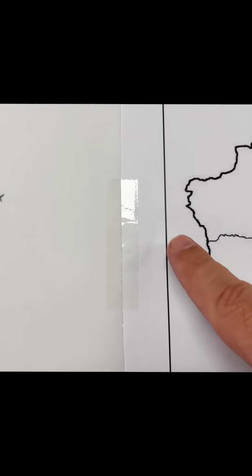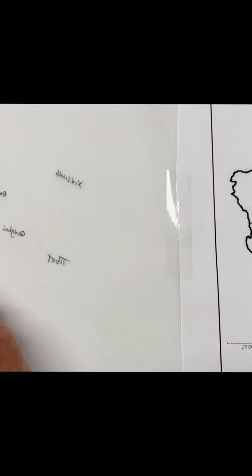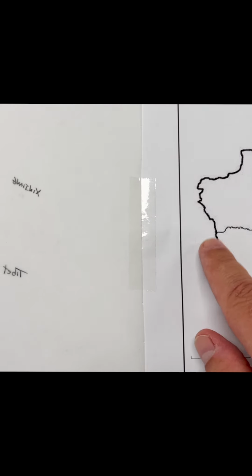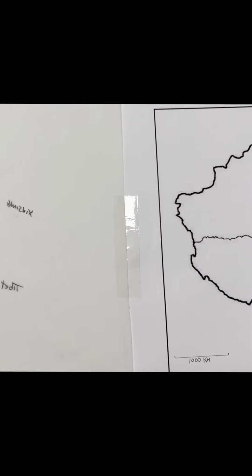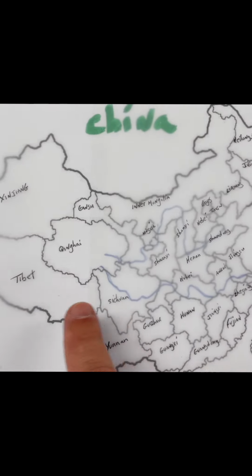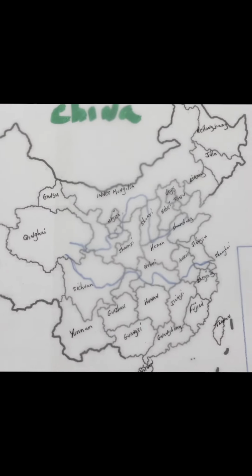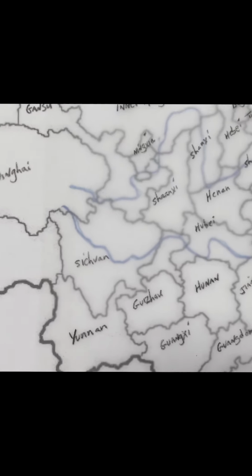After you've done your base map, then you need to put some tape on the tracing paper to the base map. Once you have that, you can fold the tracing paper over, and then you can put in all 23 provinces onto the tracing paper. I put it in black.